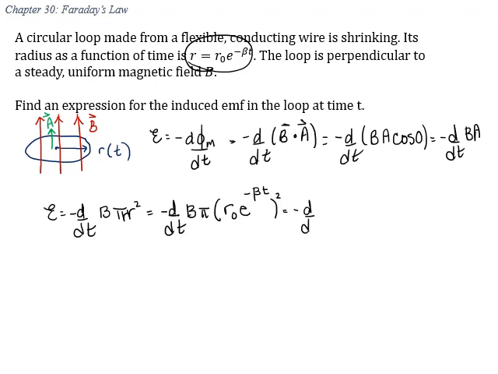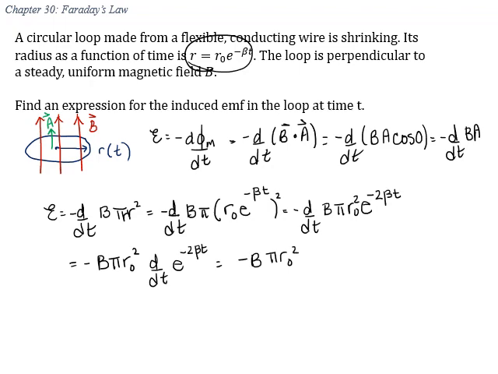So that gives us minus d by dt of B times pi times r naught times e. When you square it, r naught is squared and e to the minus beta t is squared, so that's e to the minus 2 beta t. Okay, we just have to take this derivative. For our next step, let's take the constants out front. So we've got minus B times pi times r naught squared times the derivative of e to the minus 2 beta t.